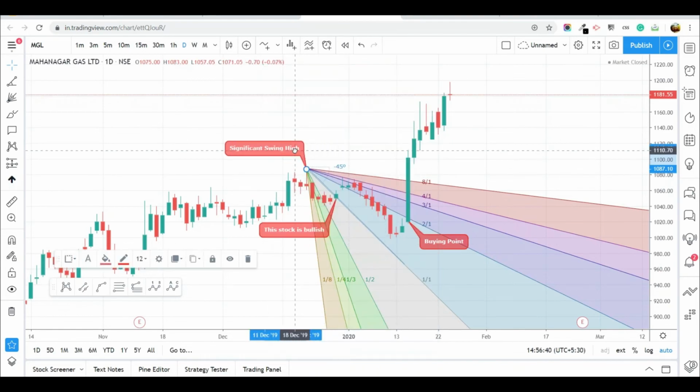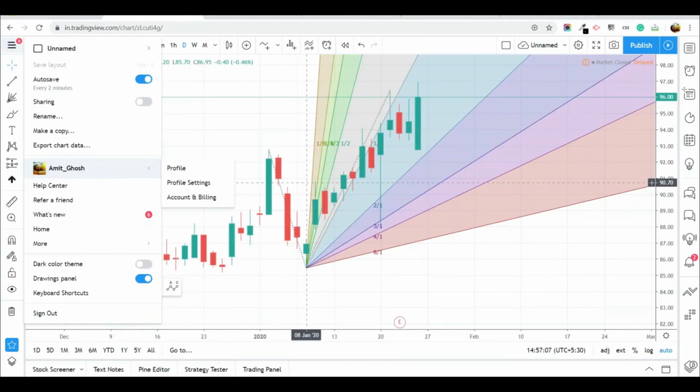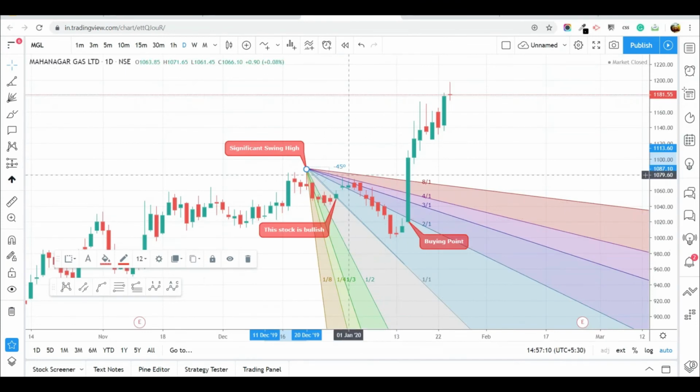So step 2 is done. Now we come to step 3: apply the Gann Fan indicator on the swing low point, on a breakout above the 2x1 Gann angle. I'll show you what that means. Now let's say it is triggered.